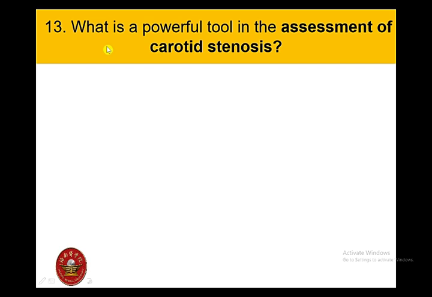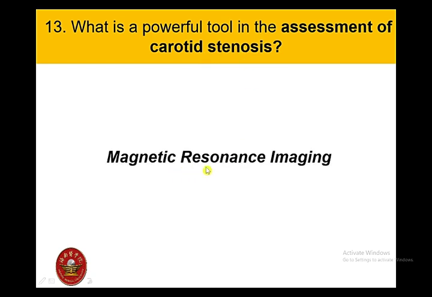Next question, what is a powerful tool in the assessment of carotid stenosis? First of all, I would like to explain to you what carotid stenosis is. Carotid is the vessel, and stenosis is a narrowing. So narrowing of our carotid vessel is known as carotid stenosis. A powerful tool in the assessment of carotid stenosis is magnetic resonance imaging, also known as MRI in short.